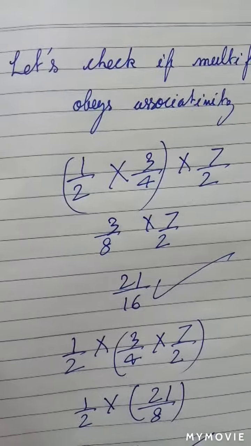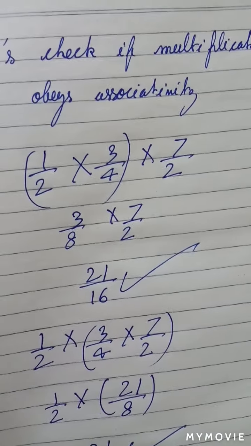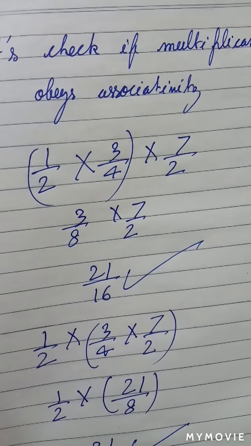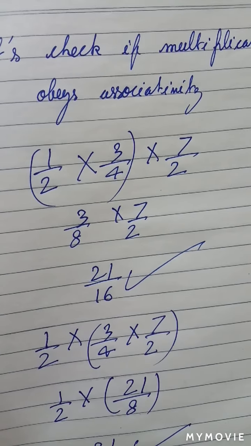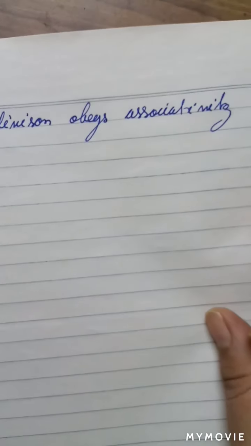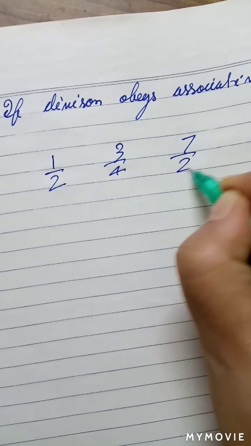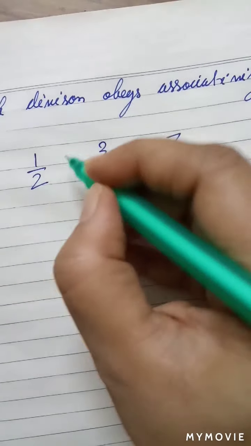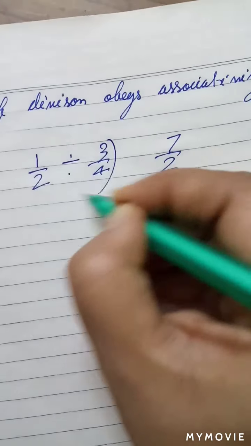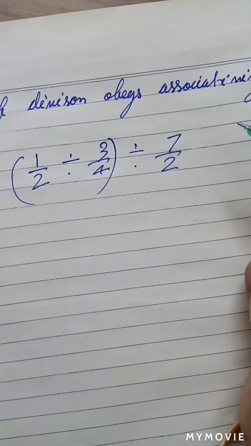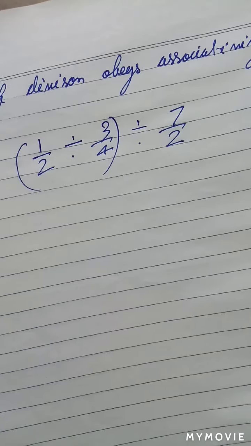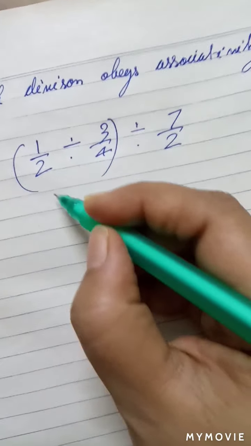Now let's check if division of more than two rational numbers obeys the property of associativity or not. Let's take the same numbers. We have 1 by 2, 3 by 4 and 7 by 2. And now let's group 1 by 2 and 3 by 4 together, and we will divide the quotient by 7 by 2 later. Okay, let's begin.